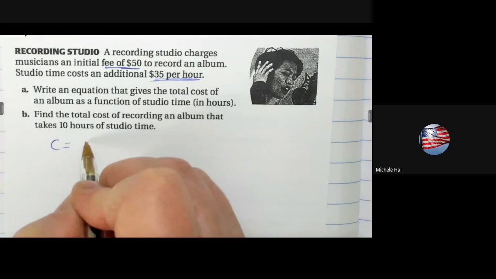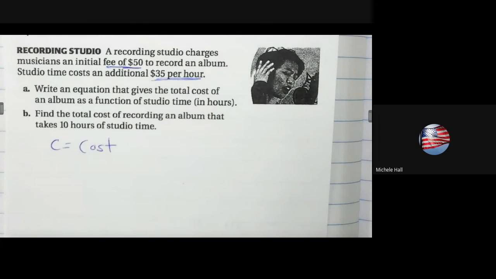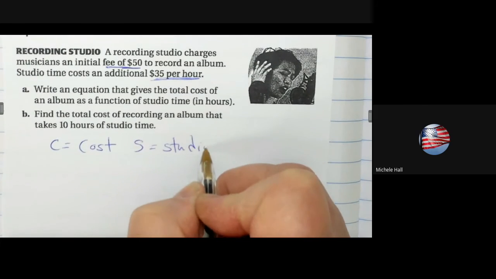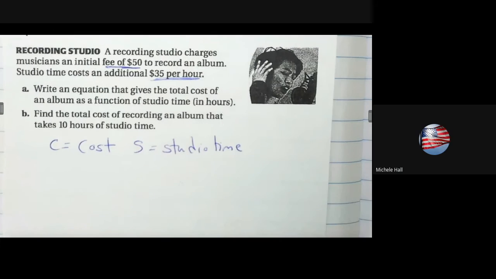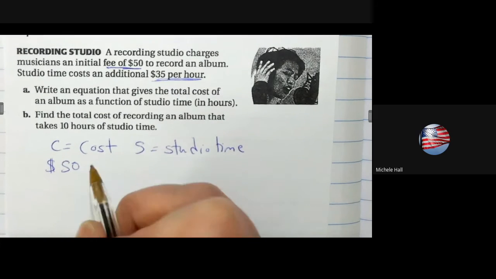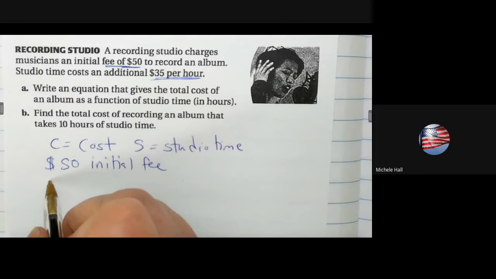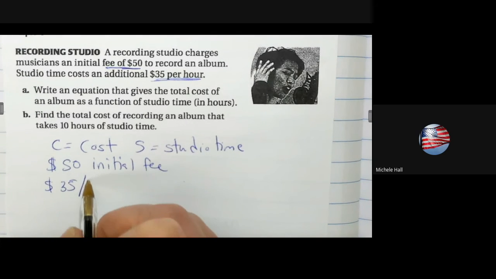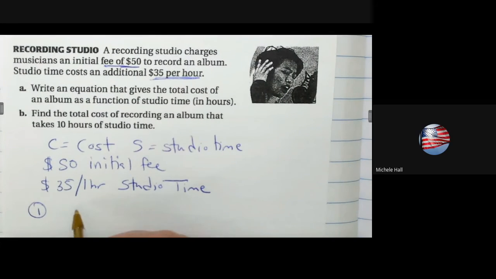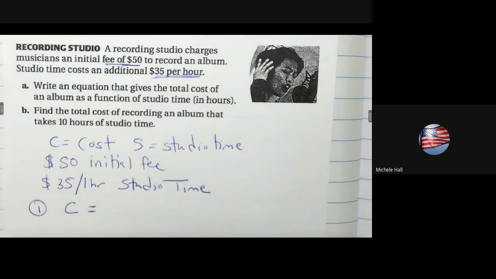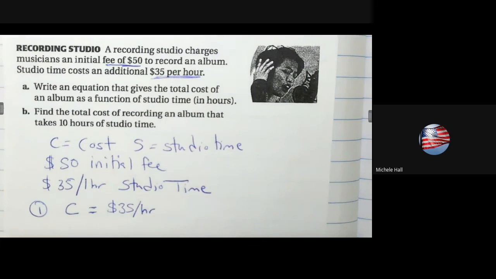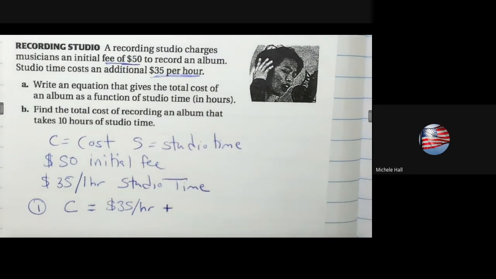We have that C will be our cost. S will be the studio time. So what do we know? We know that we have an additional $50 for the initial fee. We also know that it costs $35 per 1 hour. That is the studio time. We know that the cost, we talked about earlier, the cost is going to be $35 per hour plus the initial fee.